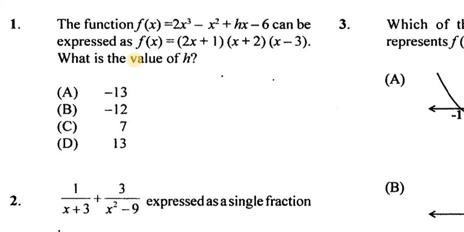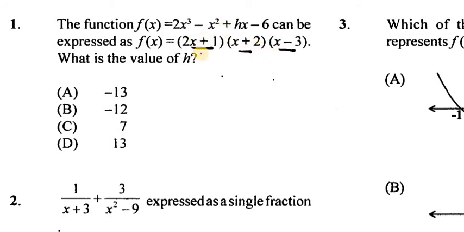Alright, in this first question in this multiple choice paper, we have a function f of x equal to 2x cubed minus x squared plus hx minus 6, and it said that this could be expressed as f of x equal to 2x plus 1 multiplied by x plus 2 multiplied by x minus 3. What is the value of h?